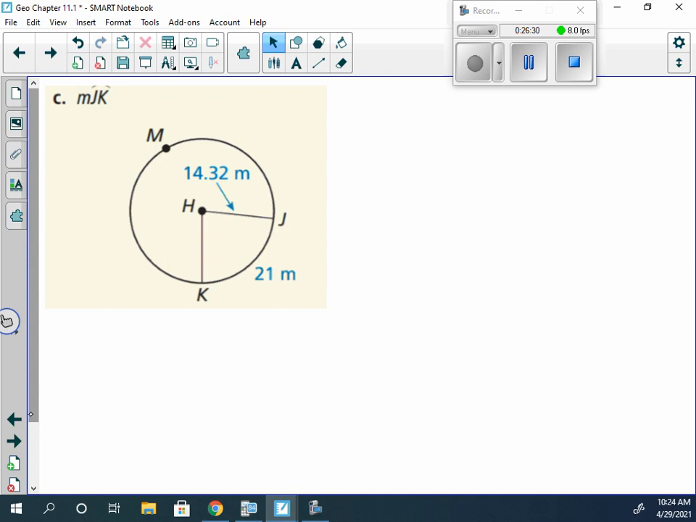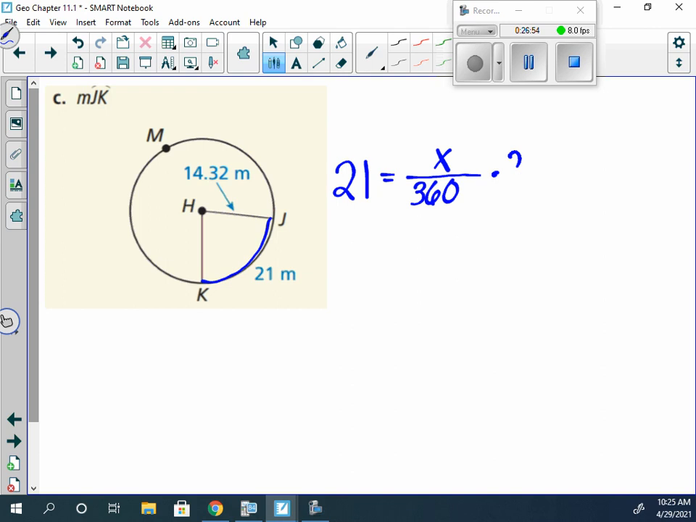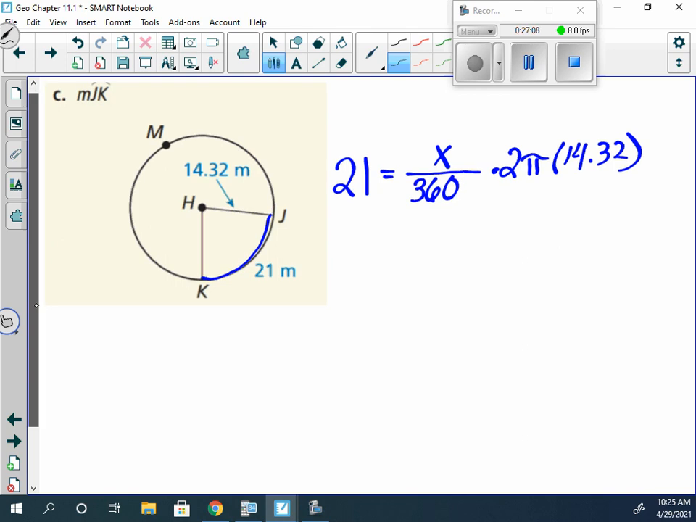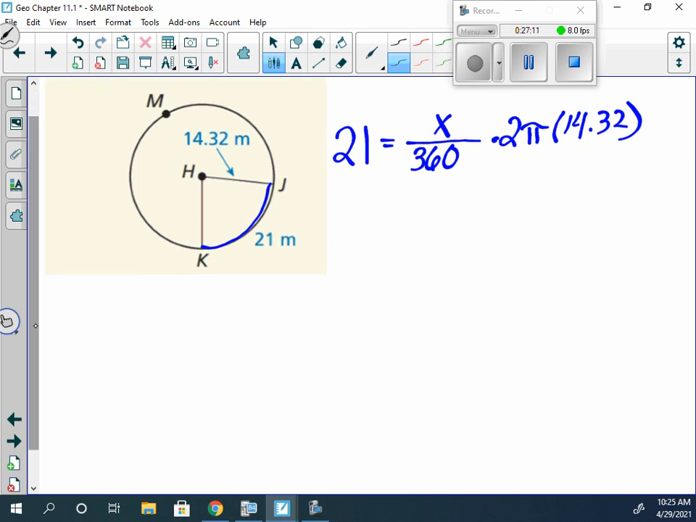So let's look at one more. Let's look at one more of these. So they want us to find the arc measure of JK, the measure of arc JK. So we'd have the arc length is equal to, well, we don't know what the arc measure is, over 360 times 2 pi times 14.32. We can distribute. So we can do 14.32 times 2 pi.